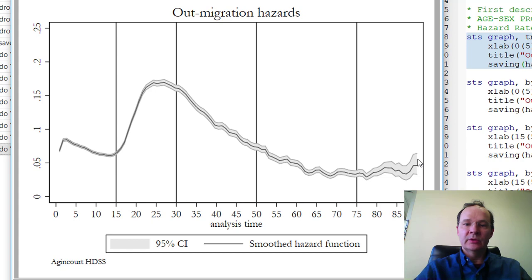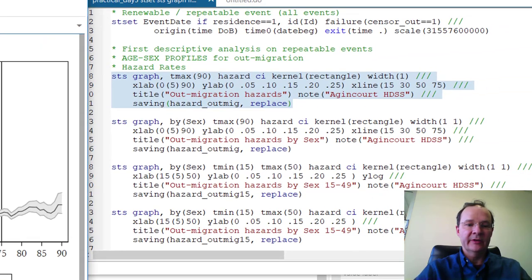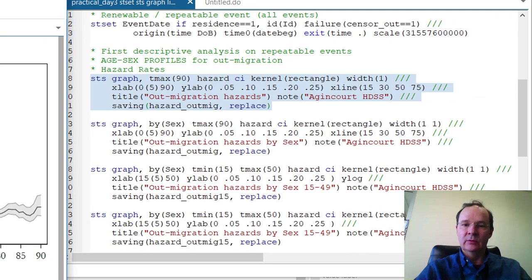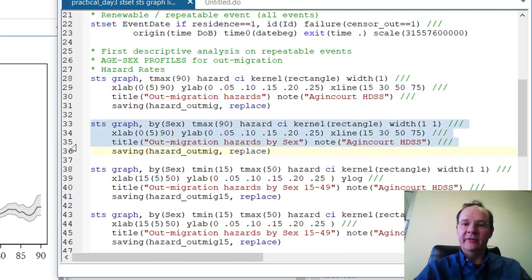And because we put a tmax, we stop displaying the curve at 90, but actually it was computed beyond 90. The graph is just cut at 90 year old. And we see that there is also confidence interval, which is a 95% confidence interval. Let's do the same graph by sex, adding this option.